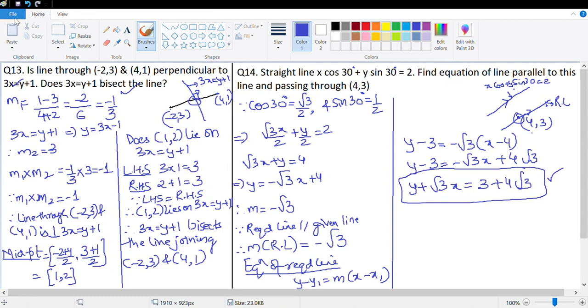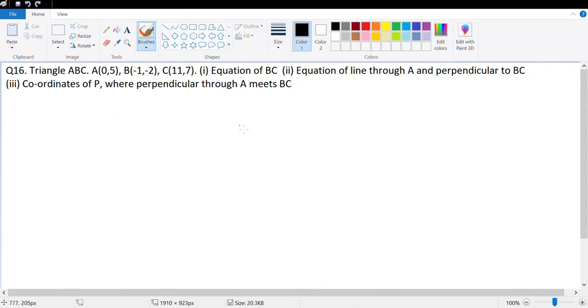Perfect. Let's move on to the next question, question number 16. Question 16 says triangle ABC are these 3 points. We need to find the equation of BC. So let's look at a small rough diagram. So this is A, B and C. A is (0, 5), B is (-1, -2) and C is (11, 7).